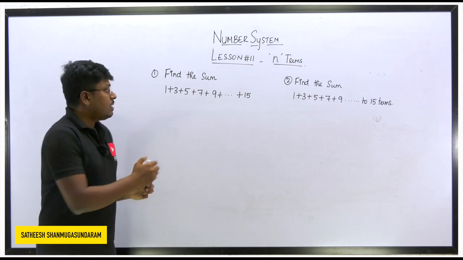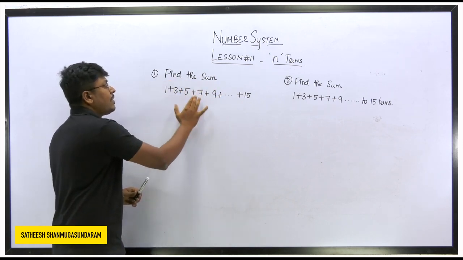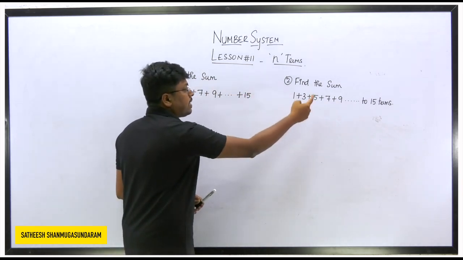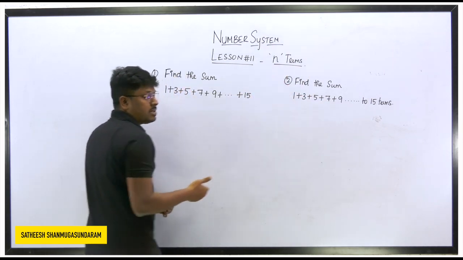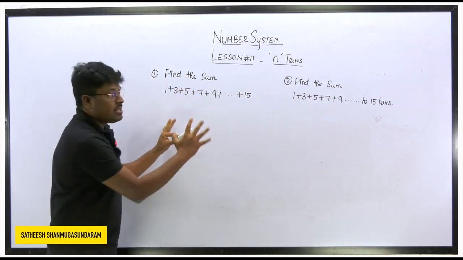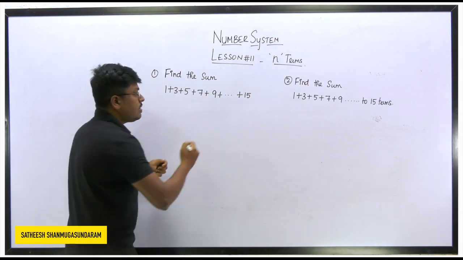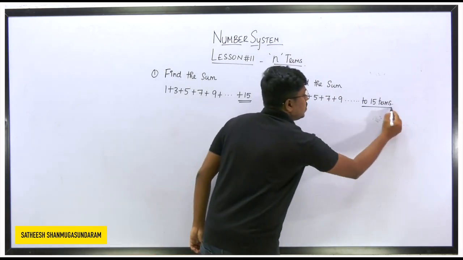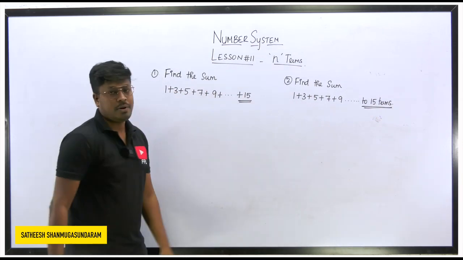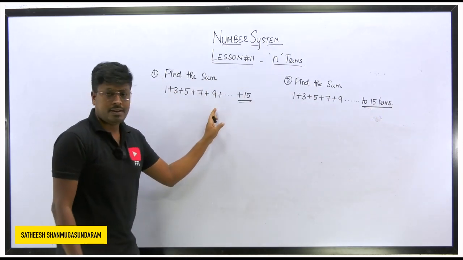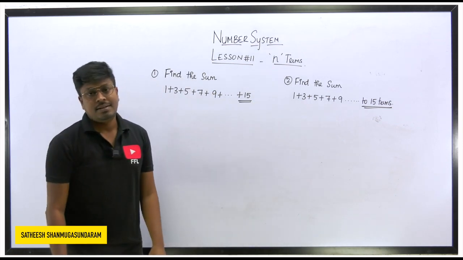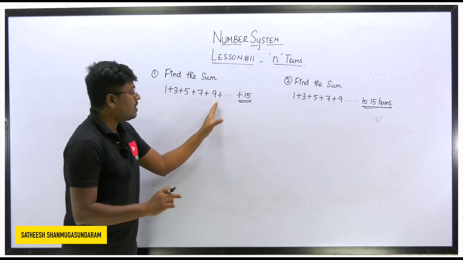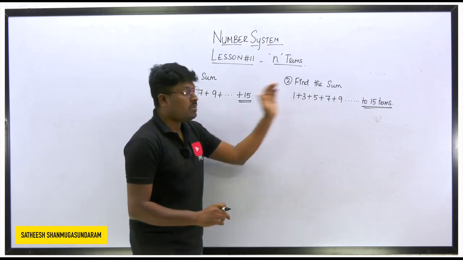The first question is: find the sum 1, 3, 5, 7, 9 up to 15. Got it? And similarly the second question is: find the sum 1, 3, 5, 7, 9 ... to 15 terms. Just see, between both questions there is a small difference. Here at the last it is plus 15, but here at the last it is 15 terms. This is most important. To solve this question the formula is different, to solve this question the formula is different. Many students I have seen making a mistake: they use one formula for this question as well as the same formula for this question also.